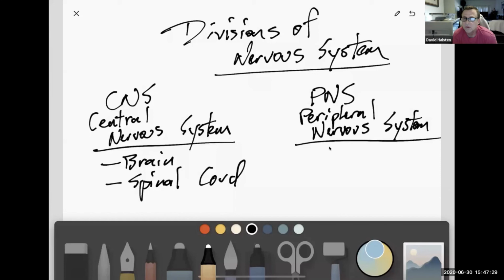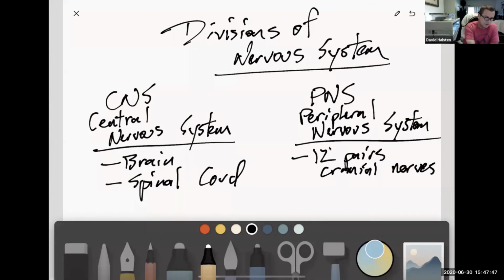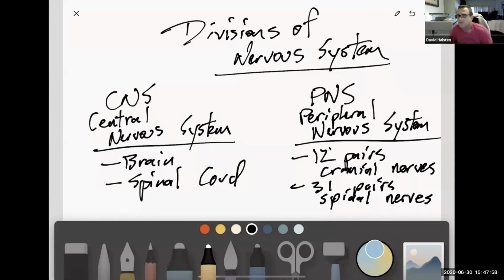The peripheral nervous system consists of 12 pairs of cranial nerves. These are nerves that come out of your brain. And 31 pairs of spinal nerves. Where would you guess those come out of? Yeah, spinal cord.